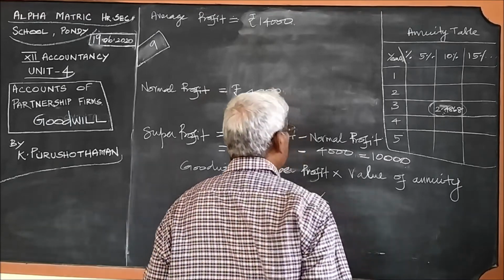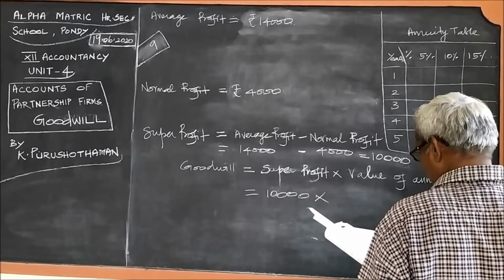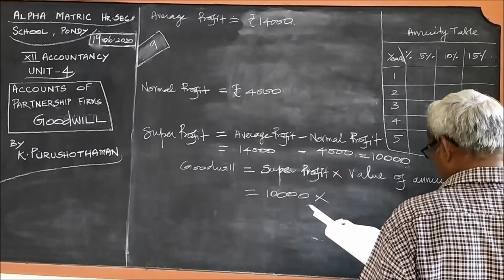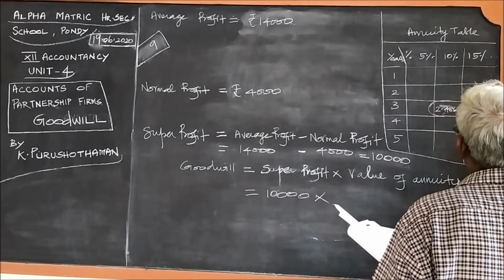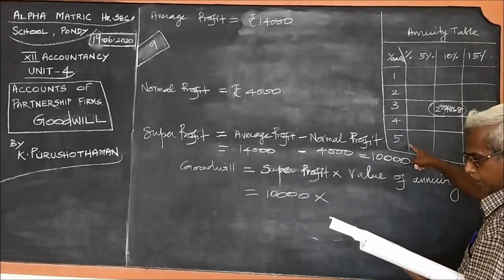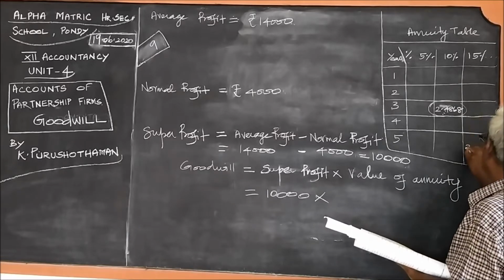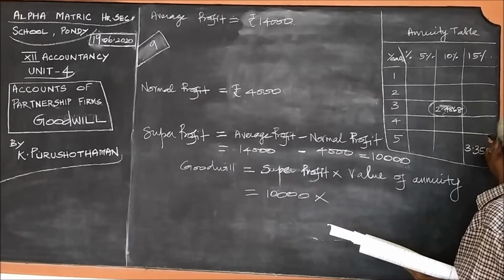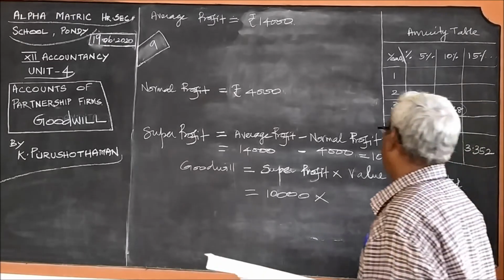10,000 into, here what is given? 15% per annum as per annuity table for 5 years. Years of purchase of goodwill, 5 years at 15%. In the table in this place, the value given is 3.352. Like this, only from the table the value is picked and given in the problem.